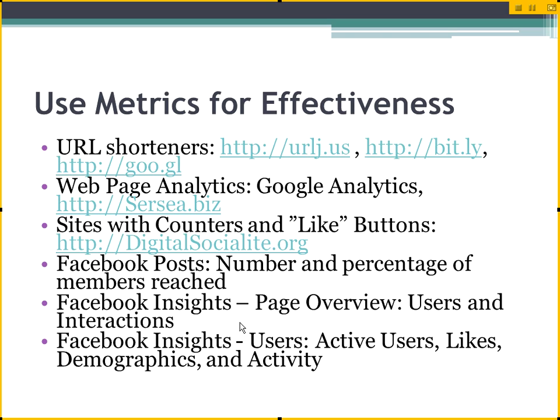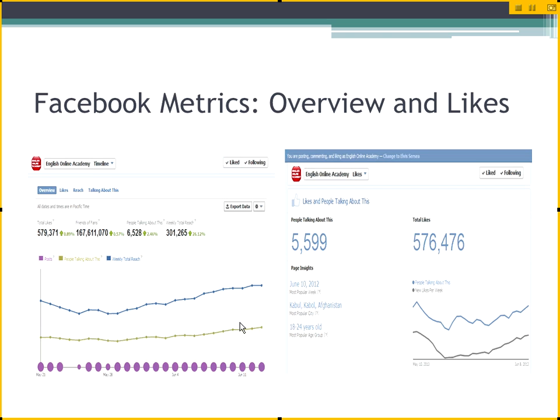Facebook Insights, it gives you a page overview, users and interactions. So here, for example, you can look at the Facebook metrics, okay, and I can see that it's getting better. Whenever you see a green arrow, that means that from one week to the next, there are more and more followers, and that there's more and more.